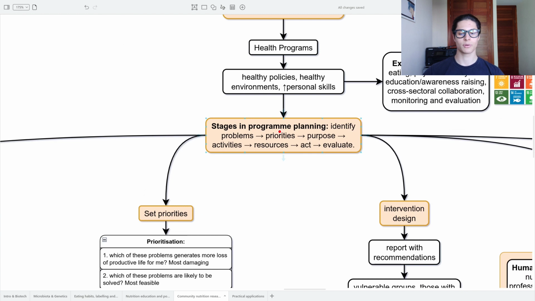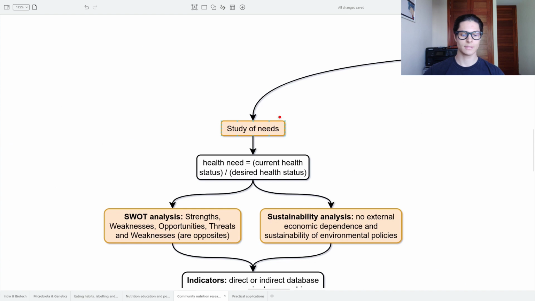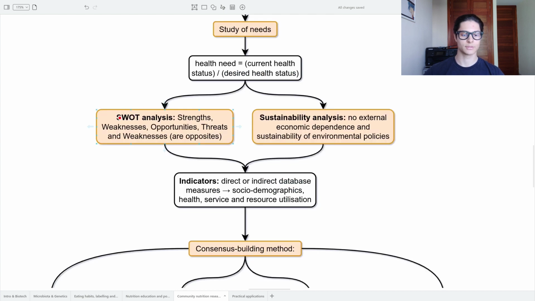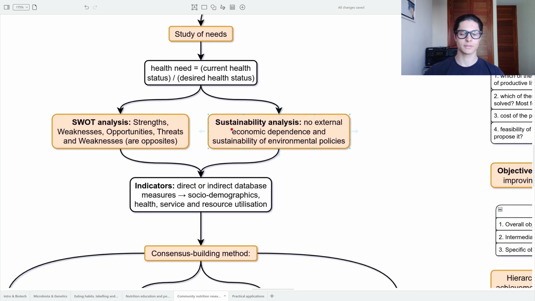What are the stages in program planning? Well, we have to identify the problems, then set the priorities, the purpose, then the activities, the resources we need, we have to act, and then evaluate. So let's study the needs first. Health need is equal to the current health status divided by the desired health status. Here we have to do the strengths, weaknesses, opportunities and threats analysis and the sustainability analysis as well. So no external economic dependence and sustainability of environmental policies we are going to implement.